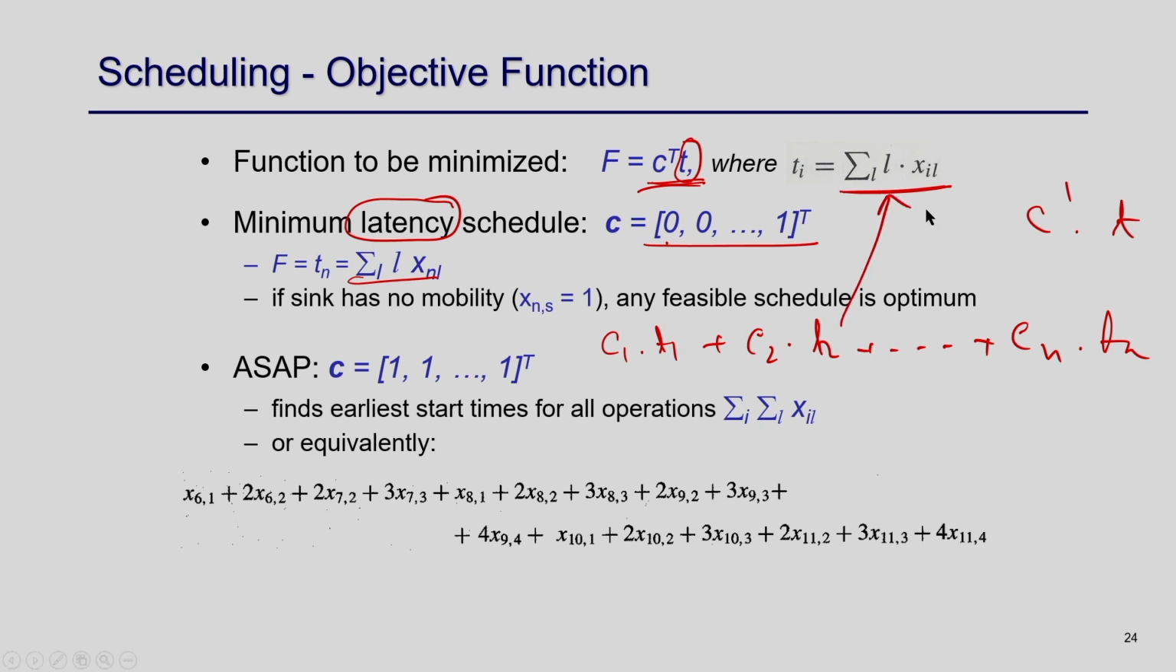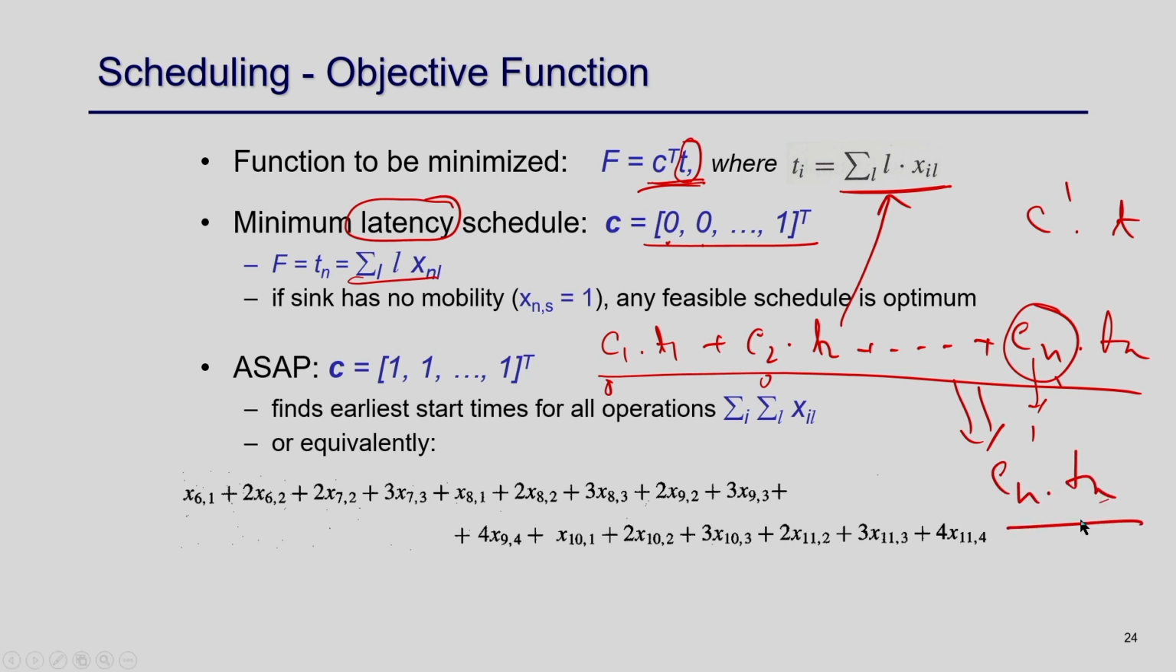T is the start time of operation i, and if I want to minimize the latency, so if this is my objective function, how can I get this value minimum? If I put C 1 equal to 0, C 2 equal to 0, C 3 equal to 0 and this equal to 1, because otherwise this value will be more, right. So, if I put C 1 equal to 0, C 2 equal to 0, everything is 0 except the C n, which is basically the sink node constant. Then my optimization function reduces to C n into T n, because other values become 0, and then only I can get this expression value minimum, right, because I want to minimize the latency.